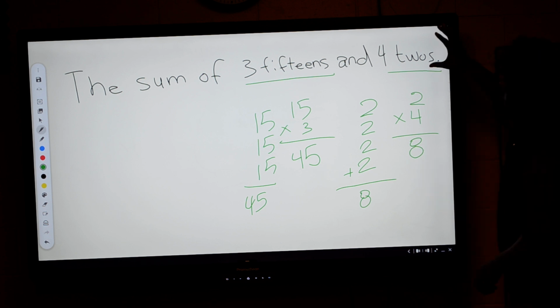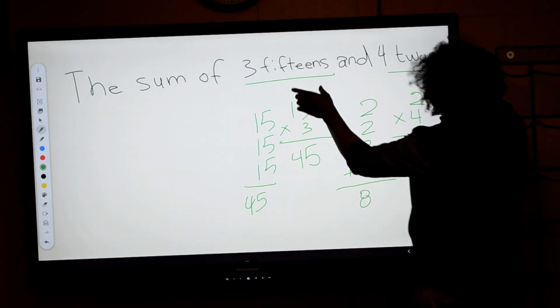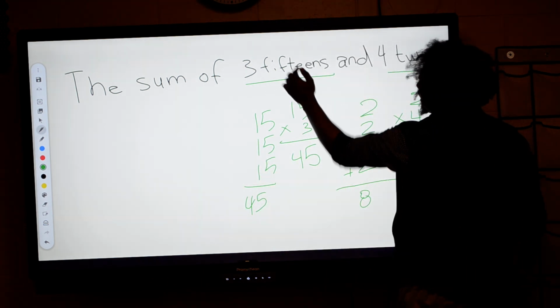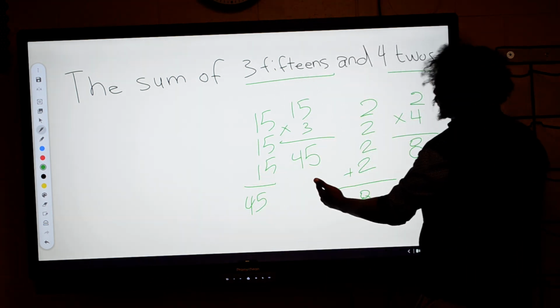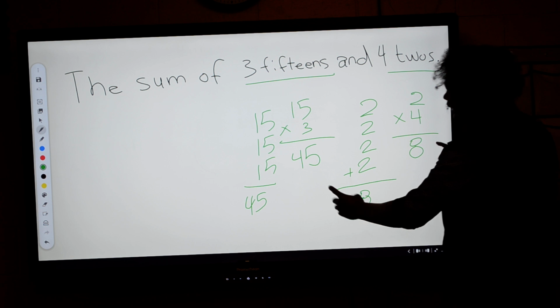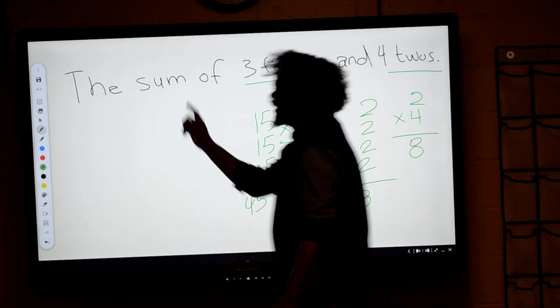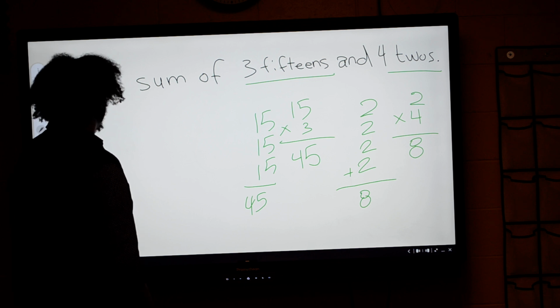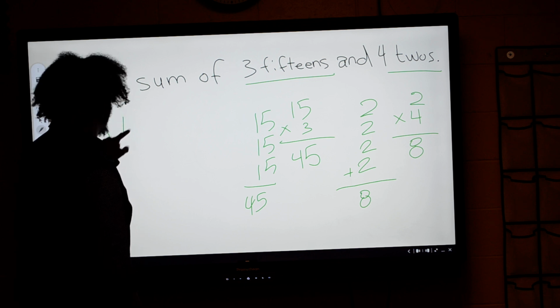So now that we've solved our 2 small multiplication problems, we're going to find the sum. 3 15s, the product of 3 15s is 45. And the product, the answer to a multiplication problem, 4 2s, 2 times 4 is 8. So now we can take our 2 products and use them to find the sum. So we take our 45 and we add it to 8.